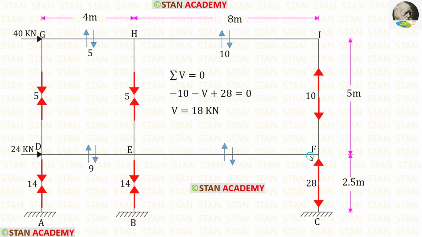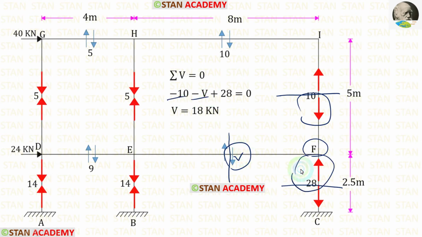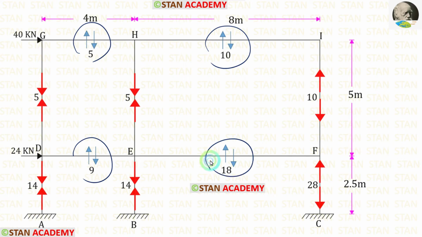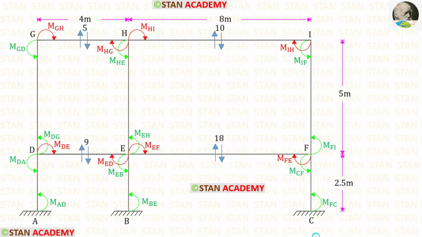Let us apply that. Now, let us find the shear force in the member EF. For that, let us take the joint F. 10 and V are acting downwards, so both of them are negative. 28 is acting upwards, so that will be positive. Finally, for V, we are getting 18. Let us apply that. Now, using these shear forces, we can find the moments in the frame.